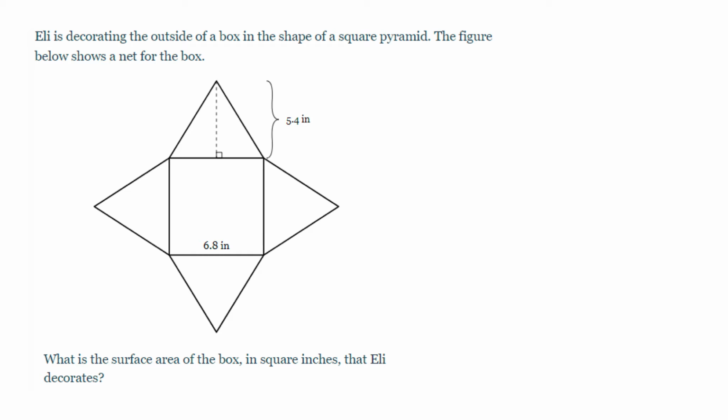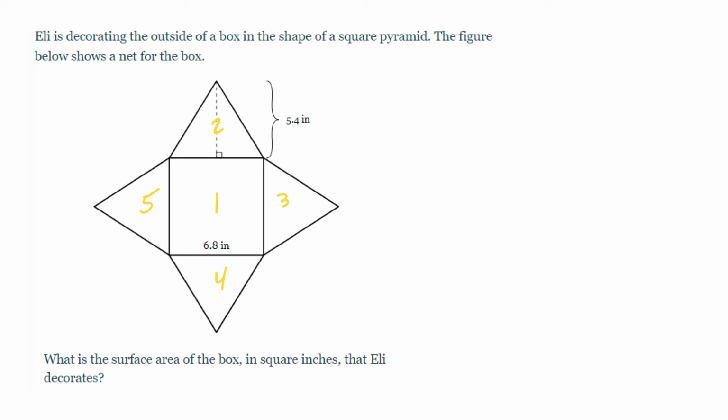Now, actually calculating. It says Eli is decorating the outside of a box in the shape of a square pyramid. The figure below shows the net of the box. What is the surface area of the box in square inches? Well, let's first keep it simple right now. We have one shape, 2, 3, 4, and 5 shapes. Well, 2 through 5 are all similar triangles. So once I find the area of one, I have the area of everything.